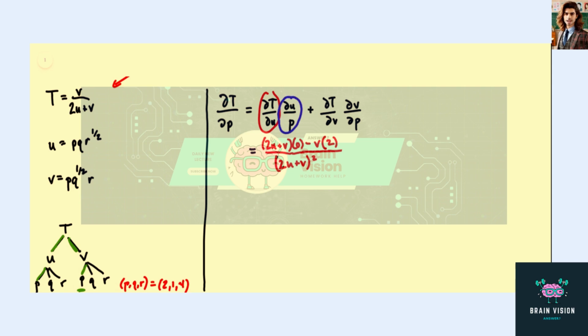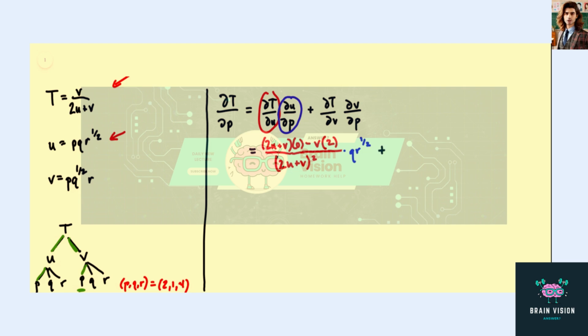Okay, so there's dt du. Next, the partial of u with respect to p. Again, for that, we can just look at our definition of u here, and if p is our variable, the other two are constants. So we will just get q times the square root of r. So that's our derivative of u with respect to p.